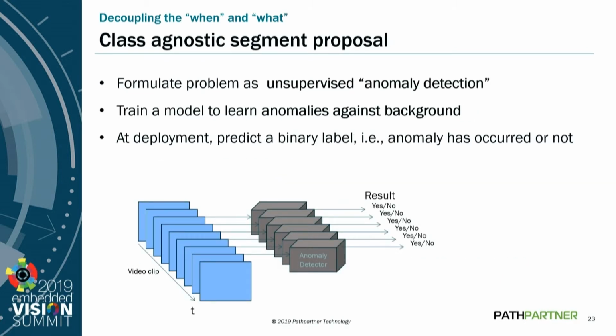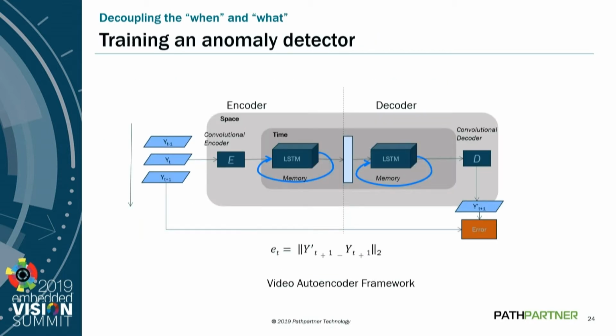So how does one build such a class agnostic segment proposal model? One way of doing this, in our view, is to formulate the problem as an anomaly detection. So we train a model to learn the anomalies against the background, and at deployment, we are predicting a binary label, that is, whether an anomaly has occurred or not. And one way of training an anomaly detector is pretty much the oldest trick in the book, which is the autoencoder. But this is a kind of different autoencoder in the sense that we are learning how to represent video. So we are trying to learn the characteristics of a background so that we can distinguish it from any event.